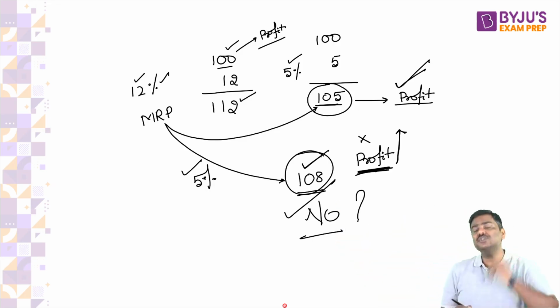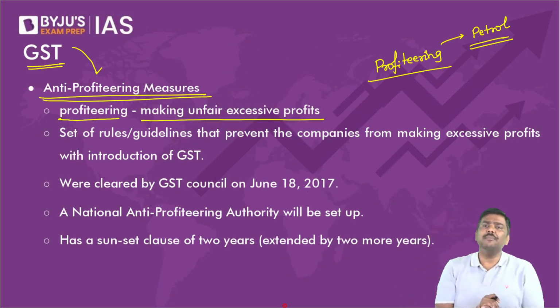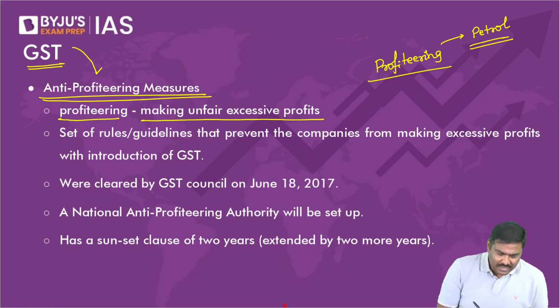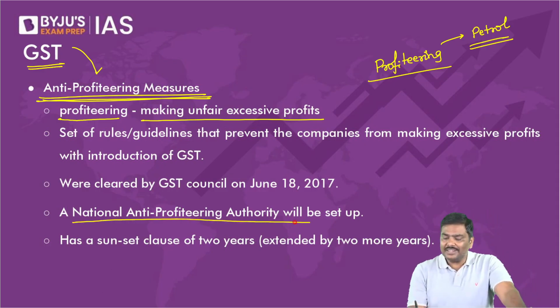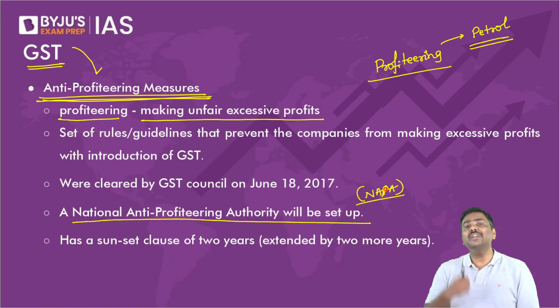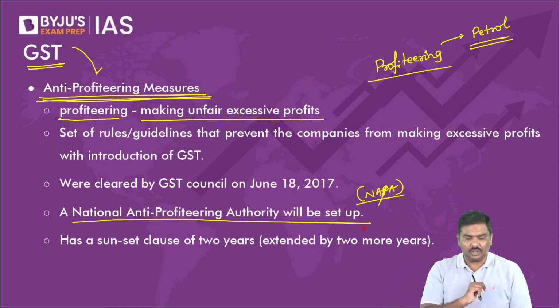Now, how do we ensure that it will happen? How will the government ensure that profiteering will not happen? So understand this. Government has established one authority under GST, that is the National Anti-Profiteering Authority. In fact, they will write only NAA, National Anti-Profiteering Authority.